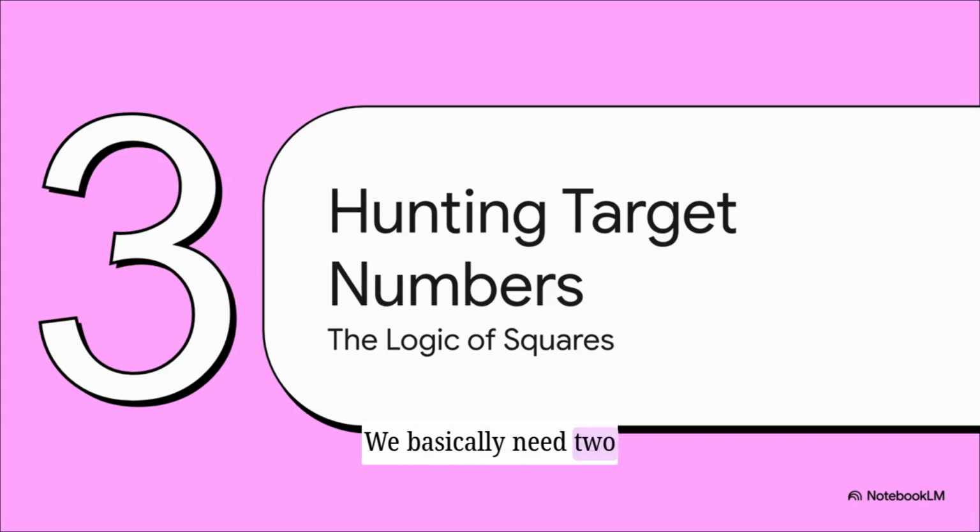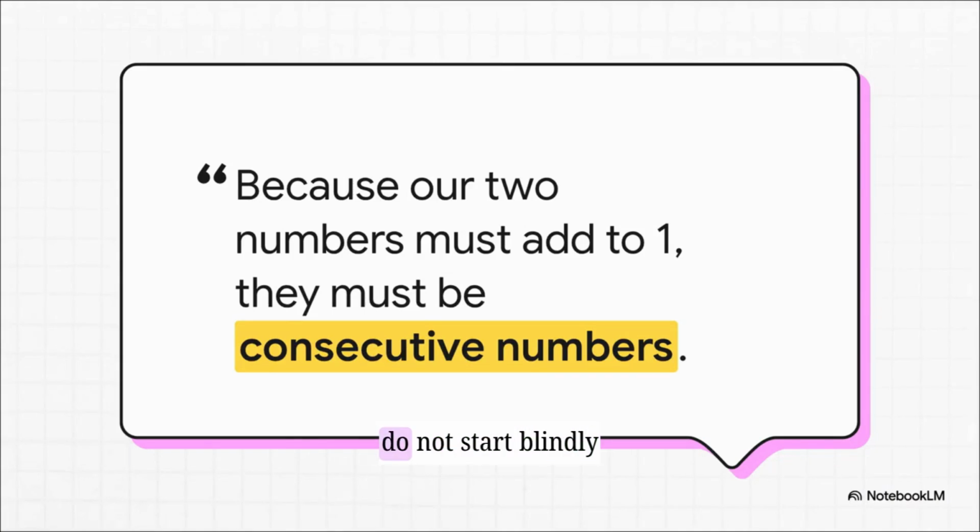We basically need 2 mystery numbers that multiply to negative 600, but add up to a positive 1. Now, whatever you do, do not start blindly listing out all the factors of 600. Let's use a bit of logic. Because our 2 mystery numbers must add to 1, they actually have to be consecutive numbers. Just let that sink in for a second.